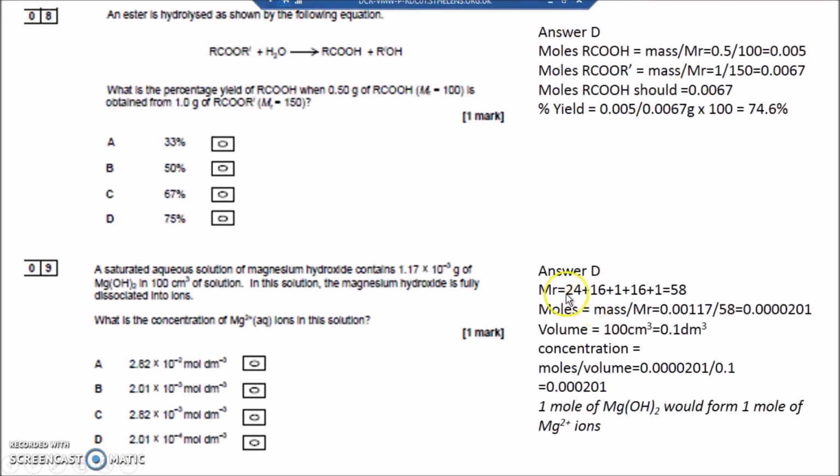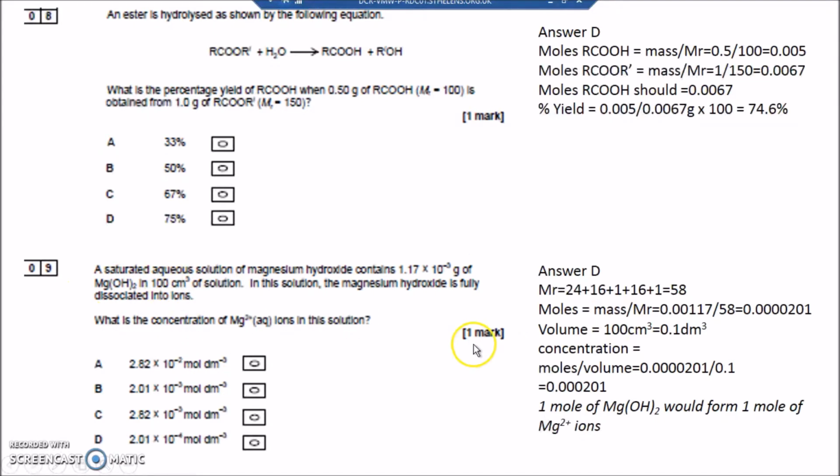I've got a mass. Let's work out its MR and work out the number of moles of magnesium hydroxide that I've got. So MR, I've got Mg is 24. Inside the brackets I've got an oxygen which is a 16 and a 1 for a hydrogen which is 17, but everything inside the brackets is times by 2. So I've got 16 plus 1 which is my 17, and I've got another 16 plus 1, add the 24, 58. So the number of moles of magnesium hydroxide is mass 0.00117 or 1.17 times 10 to the minus 3 divided by 58, which is my MR. I've got 0.000201 moles of magnesium hydroxide.